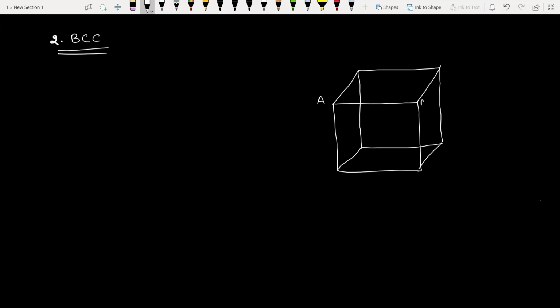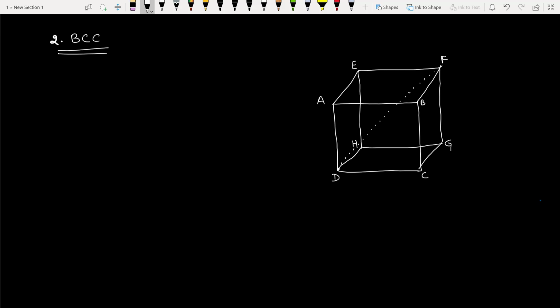A, B, C, D, E, F, G, H, and my DF is the body diagonal. DF is the body diagonal. This is the body diagonal.